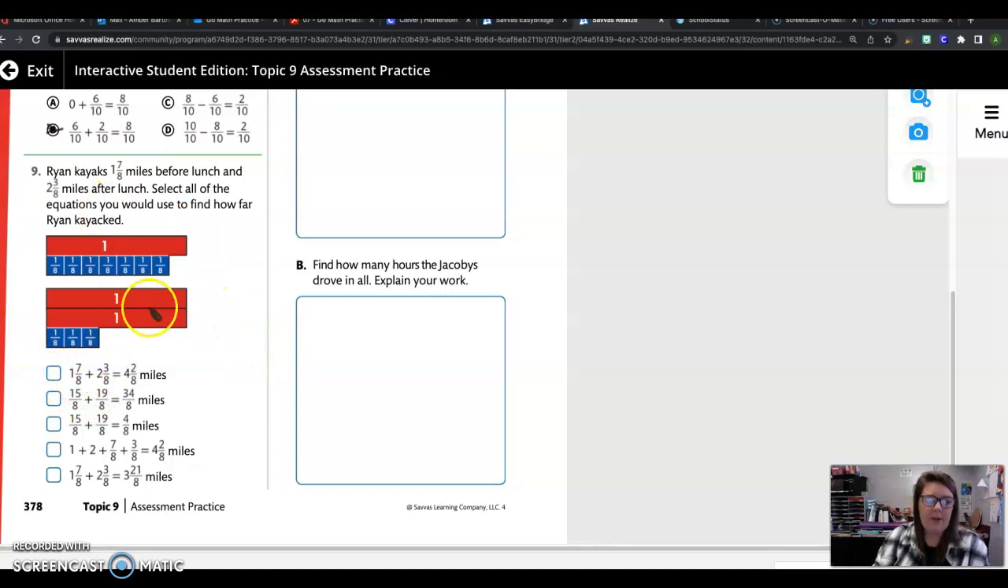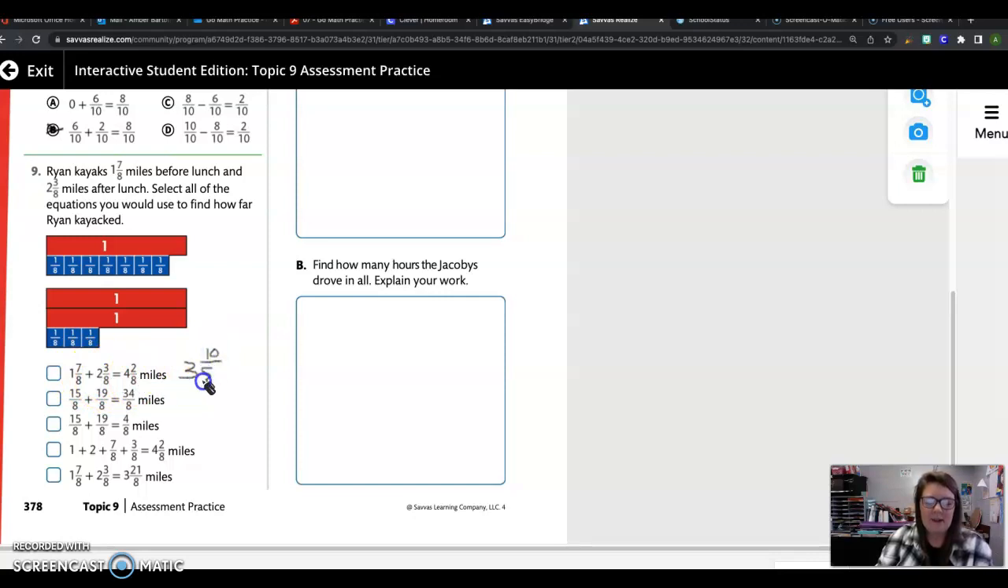If we're going to add them together, let's see. We have 1 7/8 plus 2 3/8. We have to figure out, does that equal 4 2/8 miles? What is 1 plus 2? 3. 7/8 plus 3/8 is 10/8. Oh goodness, I just gave you the answer.